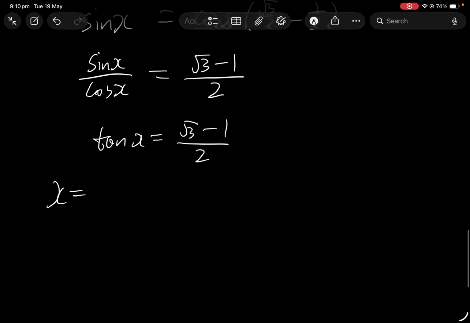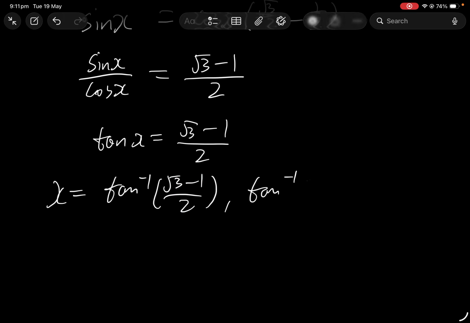So x just has to be tan inverse of square root 3 take 1 over 2. And to get the second answer, because it's inside one rotation, we'll just have to find tan inverse of square root 3 take 1 over 2 plus pi. Apparently that's the answer. I know that's stupid, but normally they'll give you a better number than square root 3 take 1 over 2. If they give you a better number, you can actually find the answer. For example, if it's square root 3, you can obviously find the answer because it's just 60, and also 180 plus 60, 240.